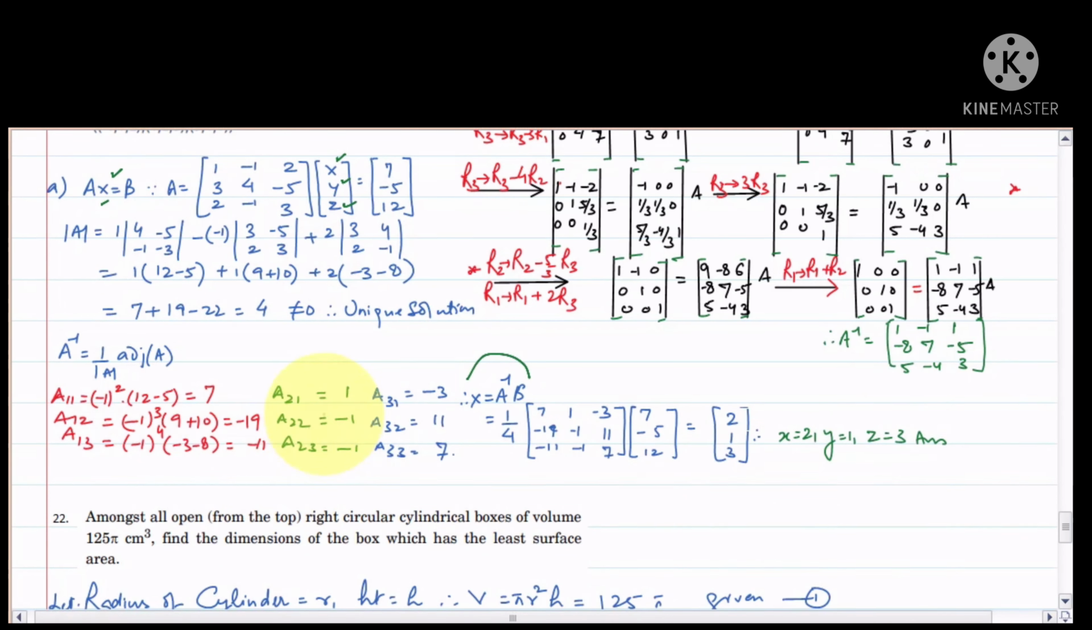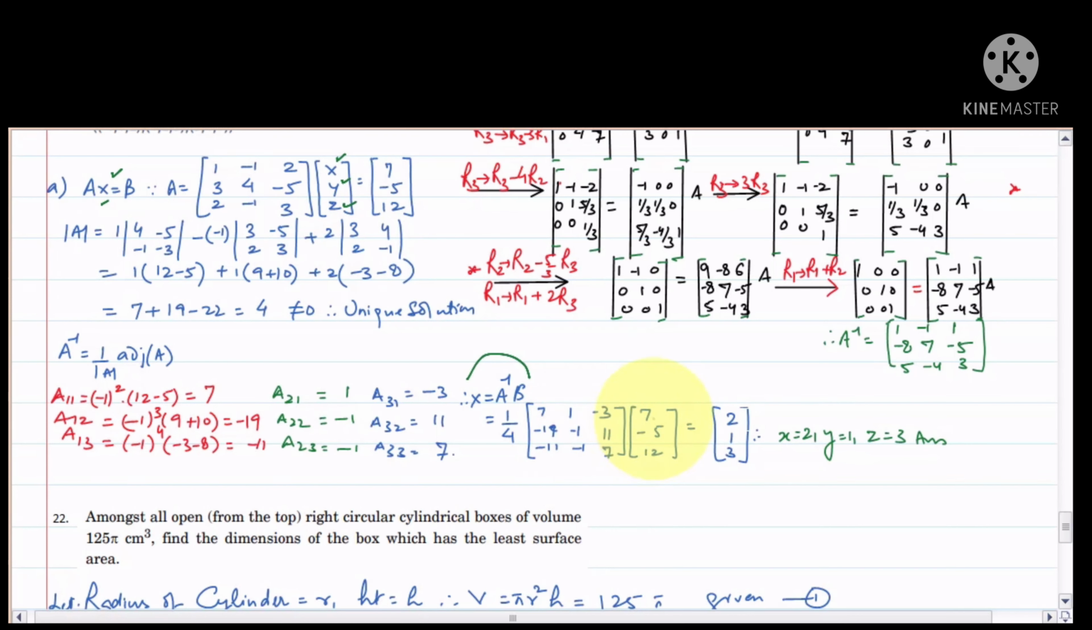So the cofactor matrix I have tried to find out. That means it is A11, A12, A13, that means first row of cofactors, second row of cofactors, and third row of cofactors. Then what I have done, I have tried to transpose it because it will give me adjoint of A. So this we have done over here, right? So it will be 7 minus 19 minus 11, 1 minus 1 minus 1 minus 3 11 7. It is multiplied by B.